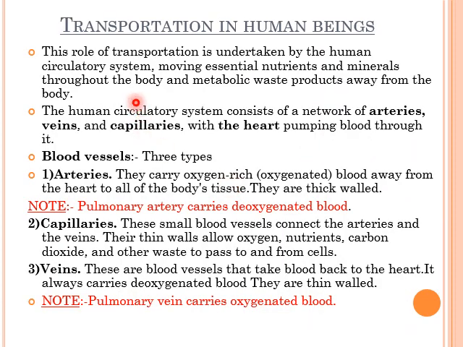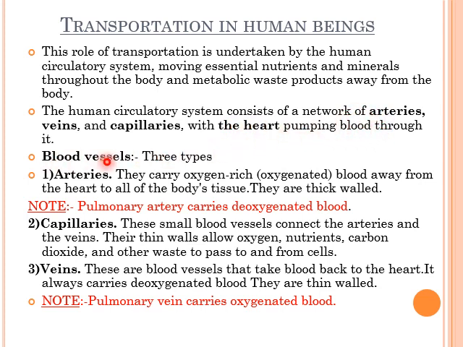Now children, the next topic we are going to start is transportation. The role of transportation is undertaken by the human circulatory system, moving essential nutrients and minerals throughout the body and metabolic waste products away from the body. The human circulatory system consists of a network of arteries, veins as well as capillaries, and it has a main organ, children, that is our heart.